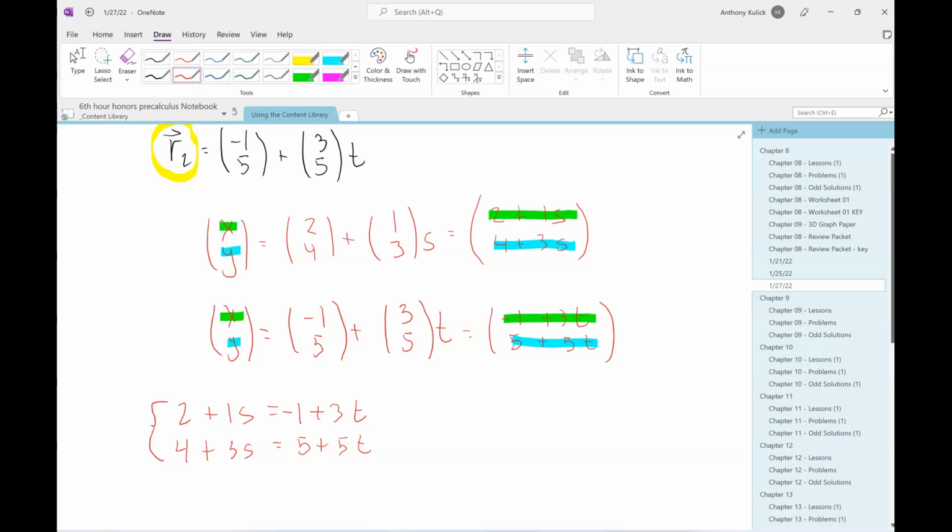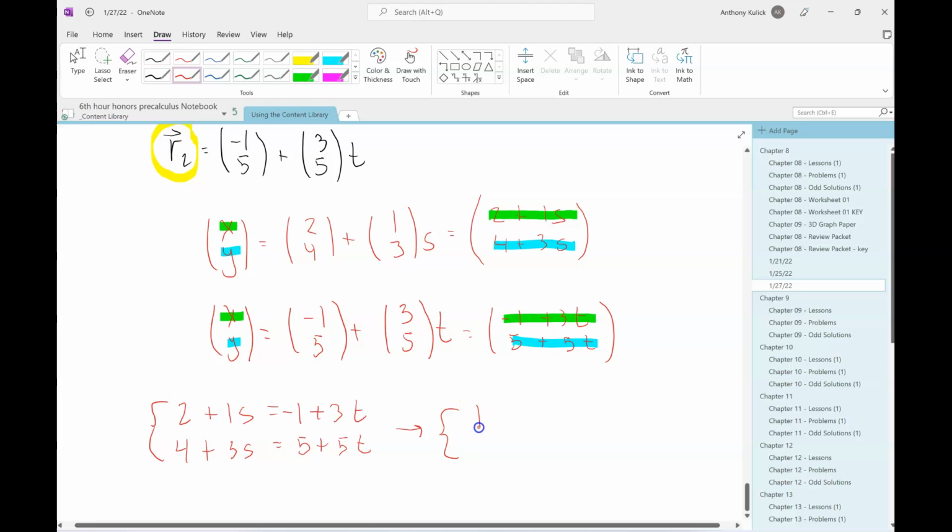So what I would start by doing with my system is setting it up into kind of that standard linear form. So I'm going to subtract 3t from both sides of the first equation, and then subtract 2 from both sides to get the s and t on one side and the constant on the other. And then we'll do the same thing in this second equation by subtracting 5t from both sides, and then subtracting 4 from both sides.